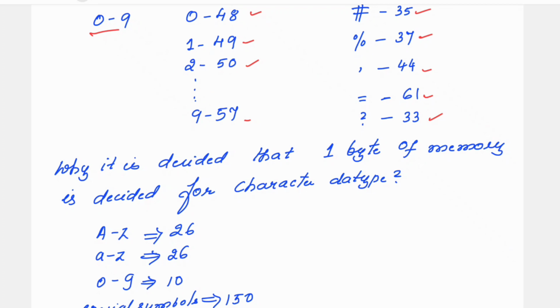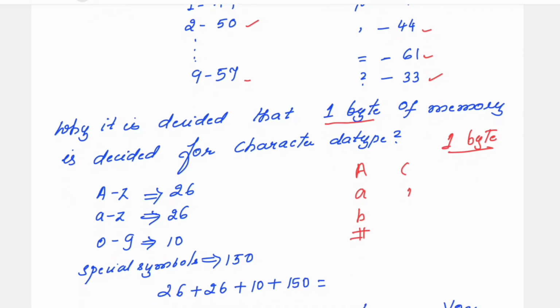Now one question is, why was it decided that 1 byte of memory is needed for the character data type? You are writing so many characters in the program, A, B, C, hash, comma, bracket, all these things. But to store each of these characters, we are saying that 1 byte of memory is needed. Why have we decided on only 1 byte? Why not 2 bytes, or why not 4 bytes? See, for integers we are using 2 bytes. So why is it that for the character we are using only 1 byte? The reason I'll explain to you now.